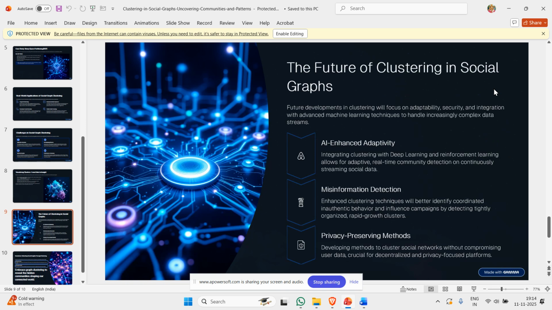Misinformation detection. Enhanced clustering techniques will better identify coordinated inauthentic behavior and influence campaigns by detecting tightly organized, rapidly growing clusters. Privacy-preserving methods. Developing methods to cluster social networks without compromising user data is crucial for decentralized and privacy-focused platforms.